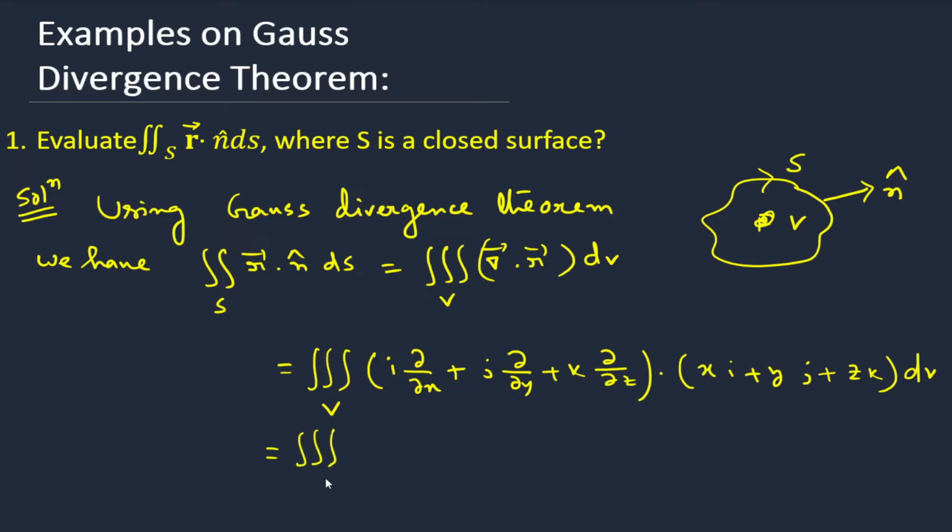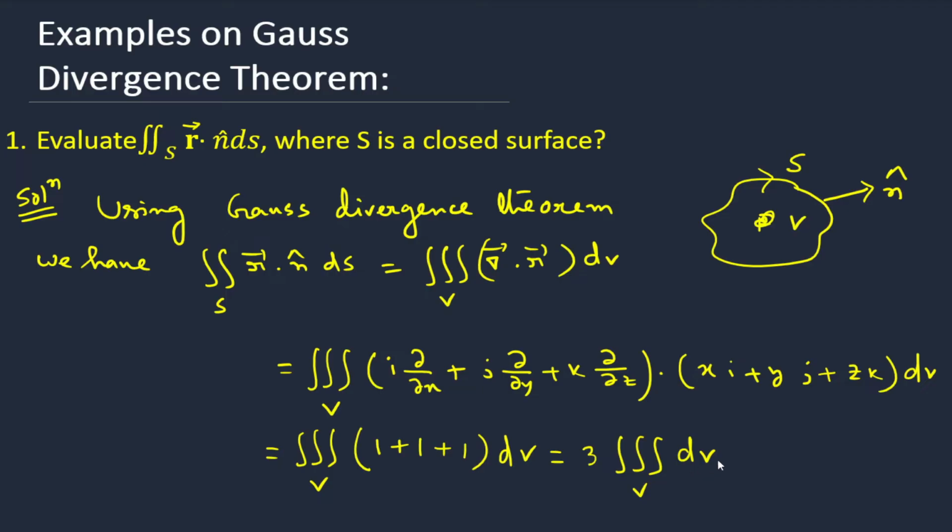So it's triple integration over V. Now i cap dot i cap is what? 1, right? i cap dot i cap is 1. So what do we have then? Del x of x. The derivative of x is how much? 1. The other terms will become 0 because we know that i dot j is 0. Similarly, i dot k is what? This is also 0. So we have only 1. In the same way, del y of y, the derivative of y is 1, and the derivative of z is what? Also 1. So what do we have? 1 plus 1 plus 1 is 3, integration over V dV.